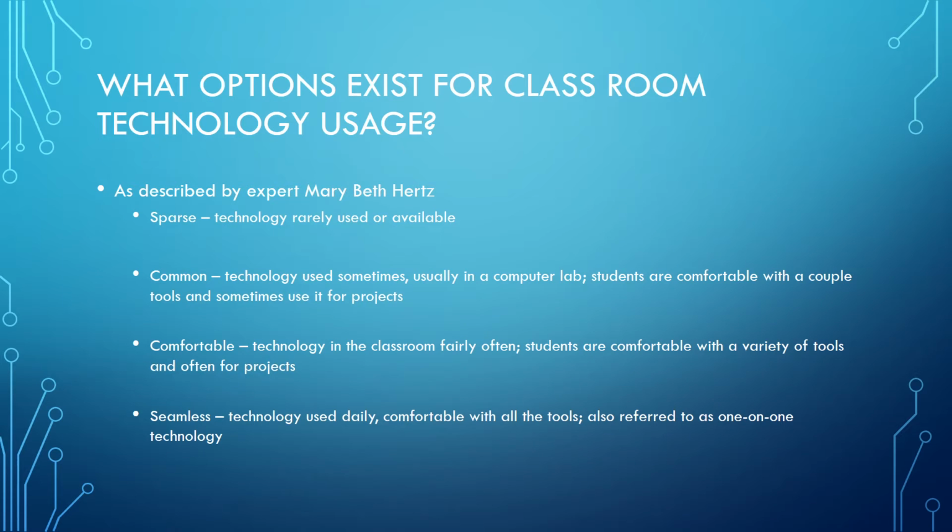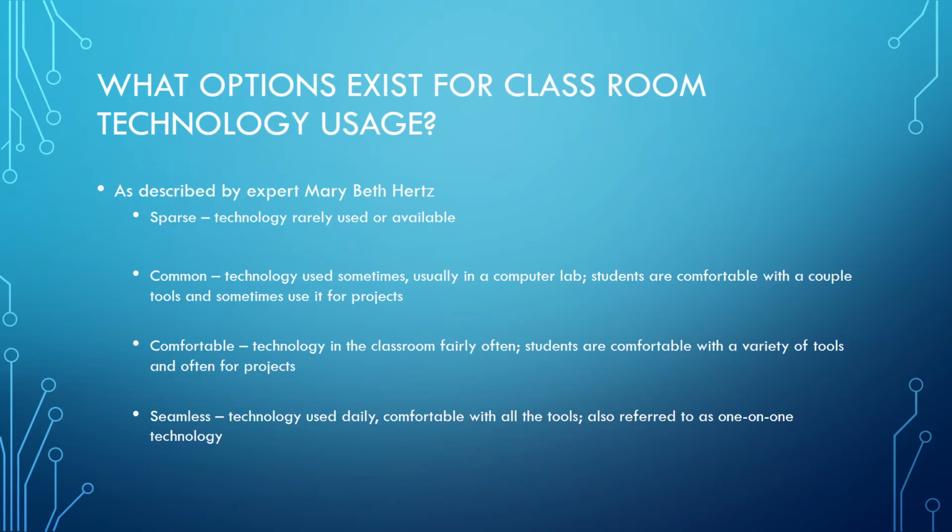What options exist for classroom technology usage? According to expert Mary Beth Hertz, there are 4 categories of technology usage. The first is sparse, where technology is rarely used and not readily available. The second is common, where technology is used sometimes, generally with a class going into a computer lab, where students are comfortable with a couple tools and sometimes use it for projects or special activities.